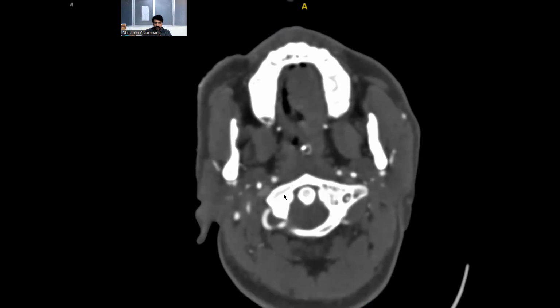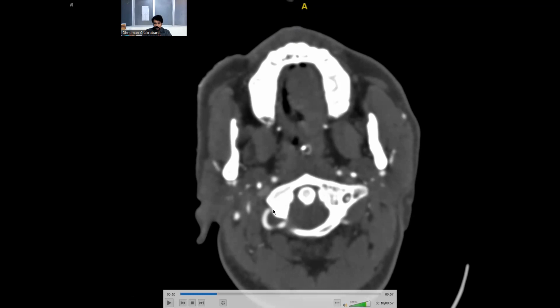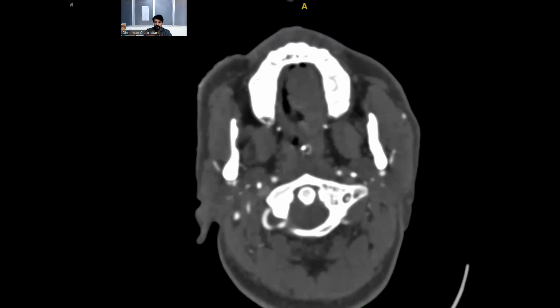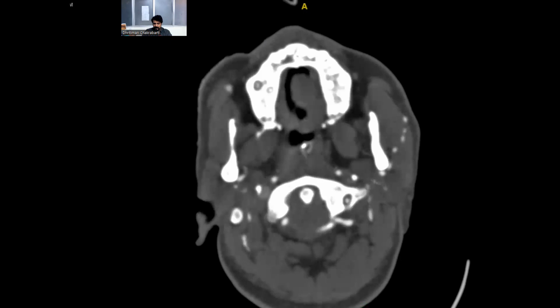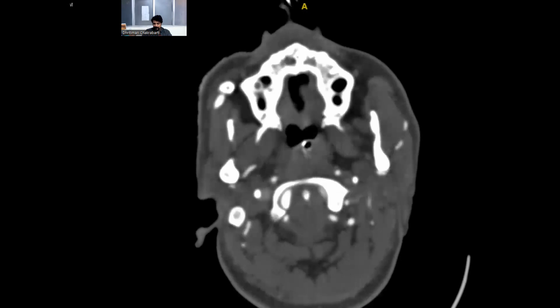And how do you recognize the C1? The C1 will always have an arch as its anterior, and you will be able to see the body of the C2 or the dens right behind the arch. So this is the body of the C2 and this is the C1 vertebra. Right above this, in the above cut, you will find the foramen magnum. So you can see here it is looping over the arch of the atlas on this side also.